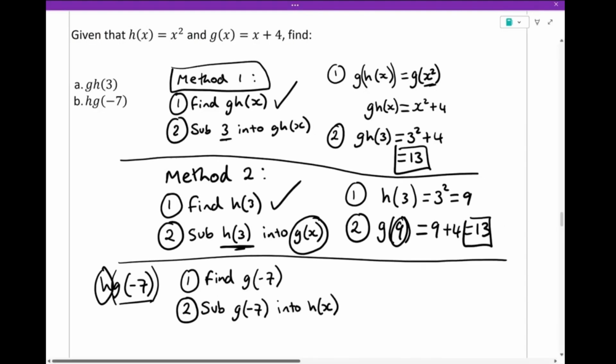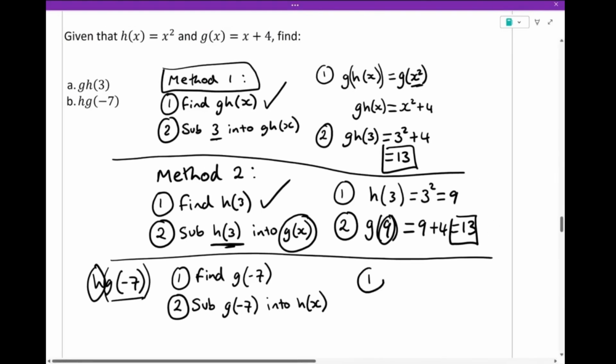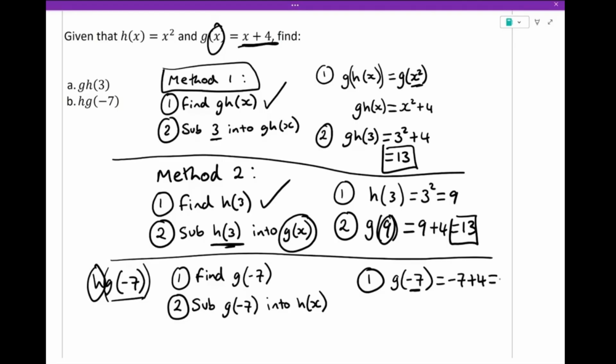So let's do my steps then. So let's start with step 1. So that is to find g of negative 7. So I'm going to write g of negative 7. And wherever there's an x in g of x, I'm going to replace it with negative 7. So in this expression here, we would get negative 7 plus 4. And that is, of course, equal to negative 3. Okay, so that is step 1 done.